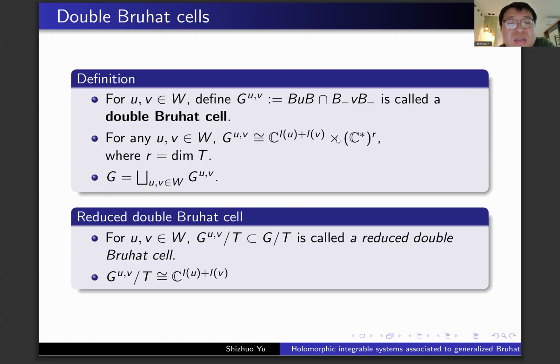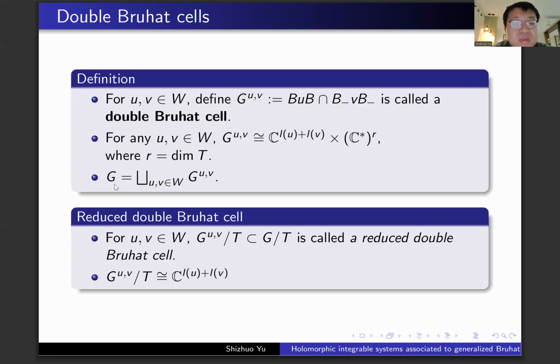It is actually a localization of the affine space, and G^{u,v} is isomorphic to the affine space C^n times some copies of C star. Indeed, the total space G can also be written as the disjoint union of the double Bruhat cells as well. And what is the reduced version of the Bruhat cell?